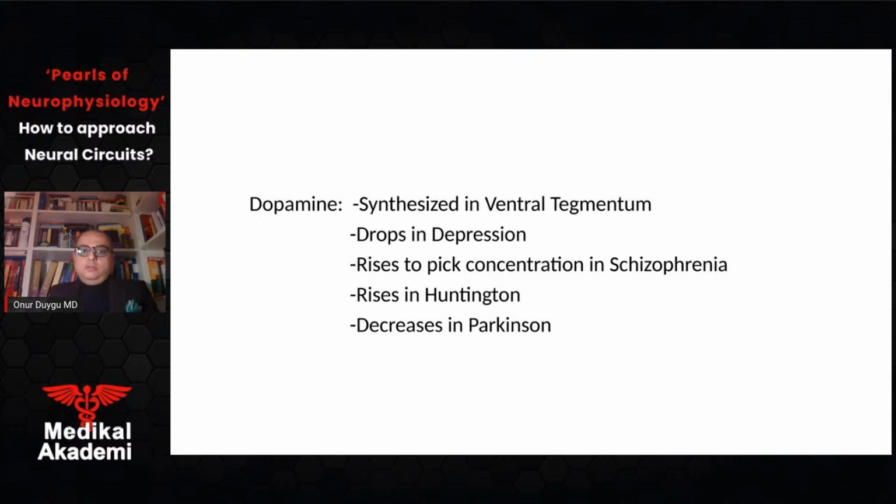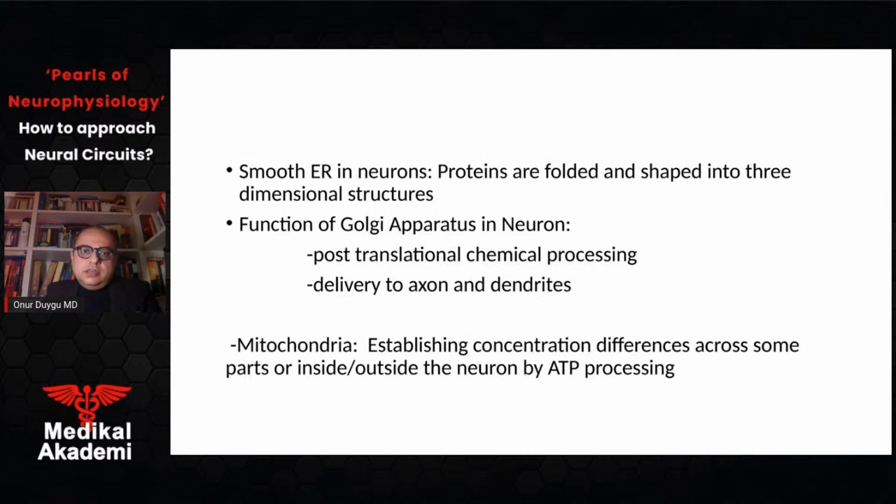How about dopamine? Dopamine is synthesized in the ventral tegmentum in the central nervous system and drops in depression. Dopamine levels drop in depression. But in contrast, it rises to peak concentration in schizophrenia and rises in Huntington's disease, and unfortunately it decreases in Parkinson's disease.